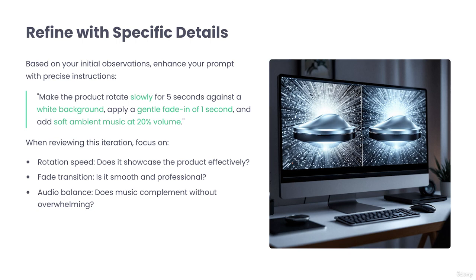Step 3. Refine with details. Based on what you see, add specifics. For example, make the product rotate slowly for 5 seconds against a white background. Apply a gentle fade in of 1 second and add soft ambient music at 20% volume. Rerun the prompt and compare. How does the rotation speed feel? Is the fade smooth? Does the music distract or enhance?